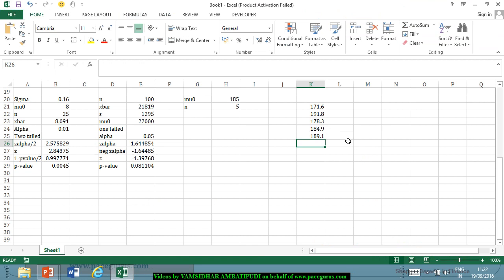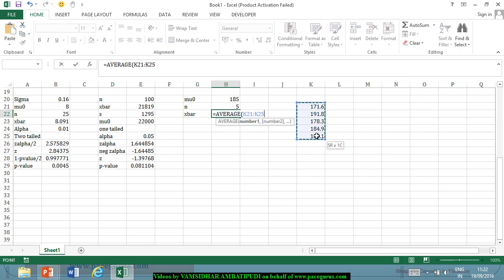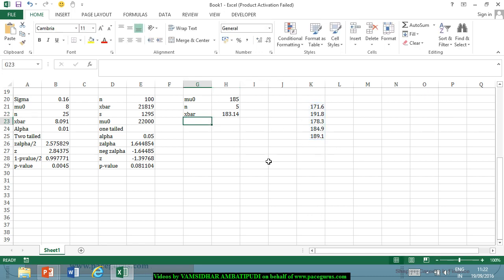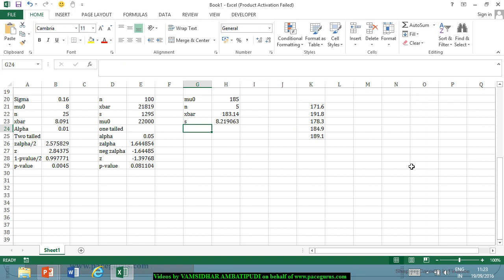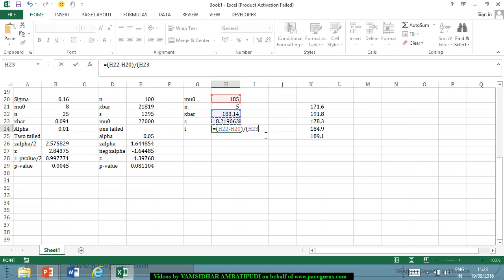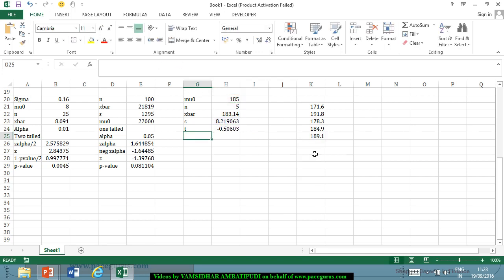So first let me compute the x bar, which is the sample mean, which is nothing but the average of these numbers. I'll also compute the s, which is the sample standard deviation associated with these numbers. The sample standard deviation is 8.2. So based on this, now I can find my t value, which is x bar minus mu divided by s by square root of n. So my t value is minus 0.5.